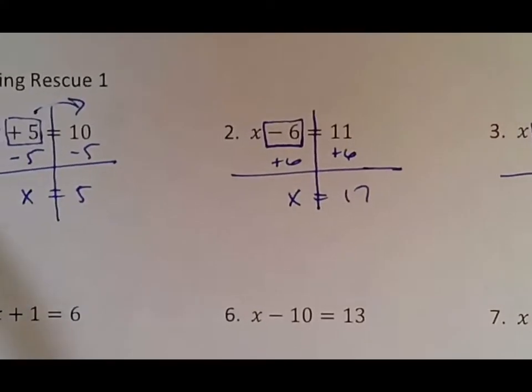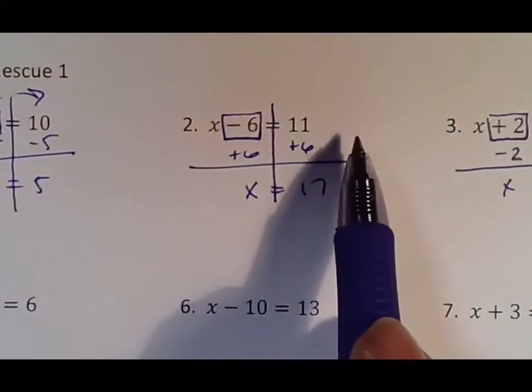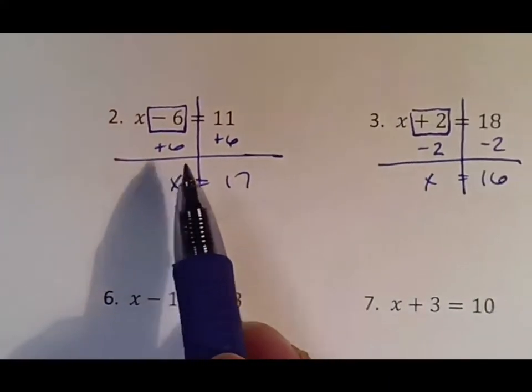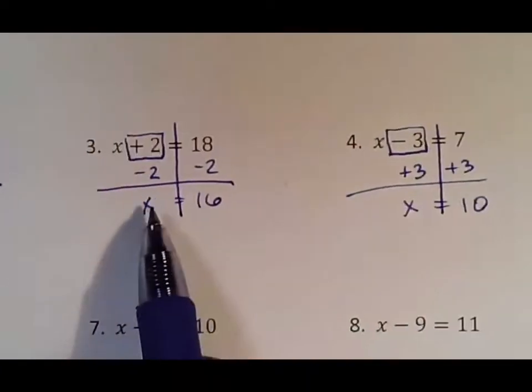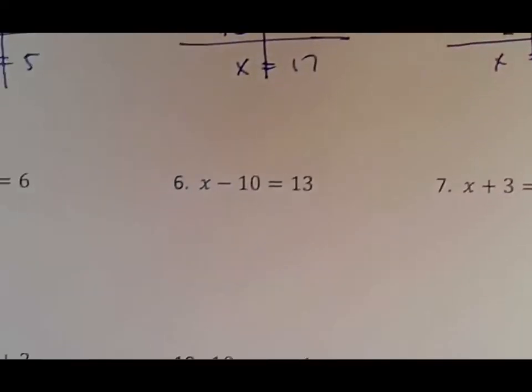The way you get rid of a plus 5 is with a minus 5. The way you get rid of a minus 6 is with a plus 6. A plus 2 moves with a minus 2, and a minus 3 moves with a plus 3. Just use the opposite. So again, I'll be moving through these, at least the next 4, a little faster because we've seen it.